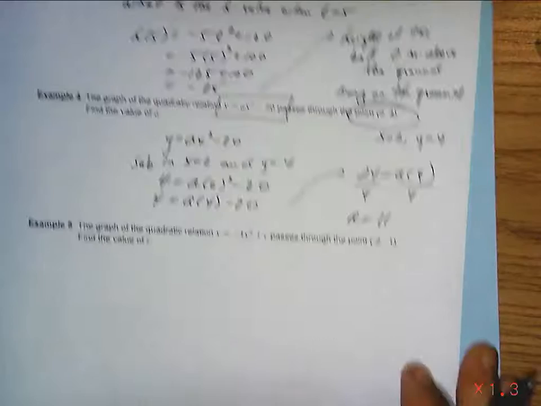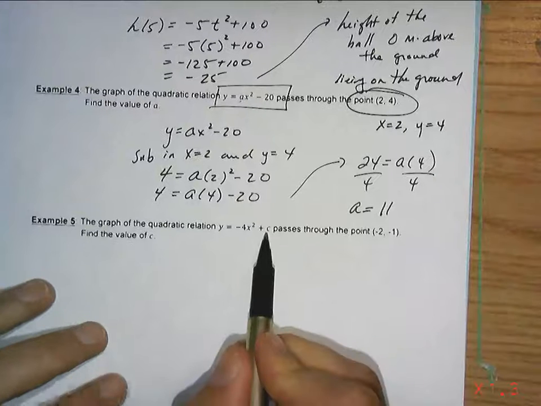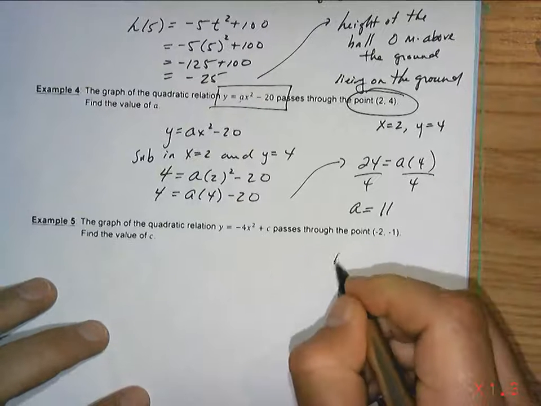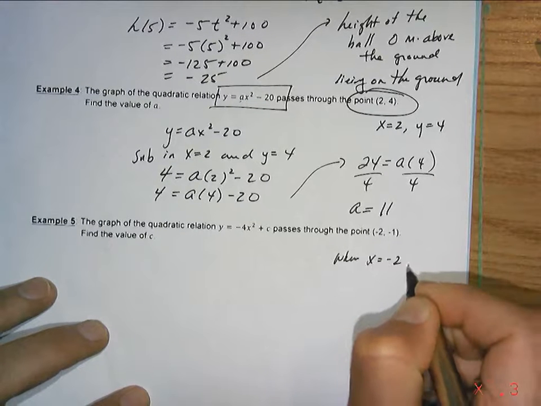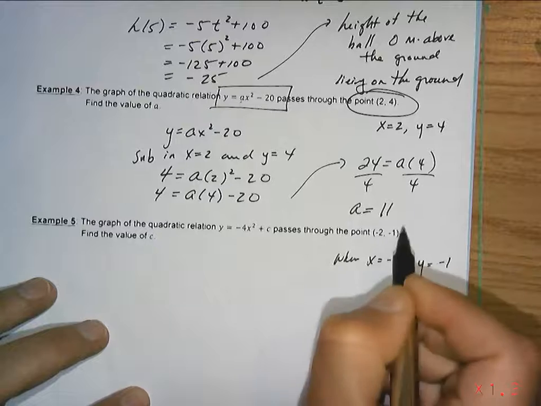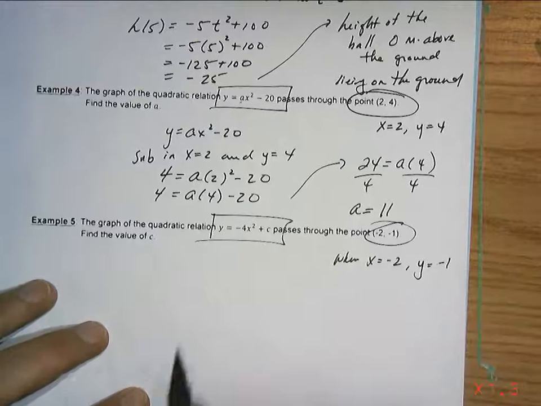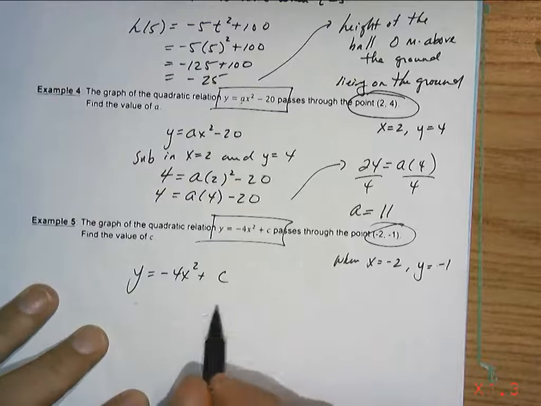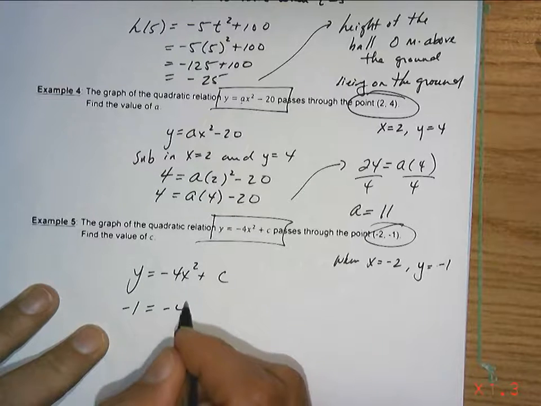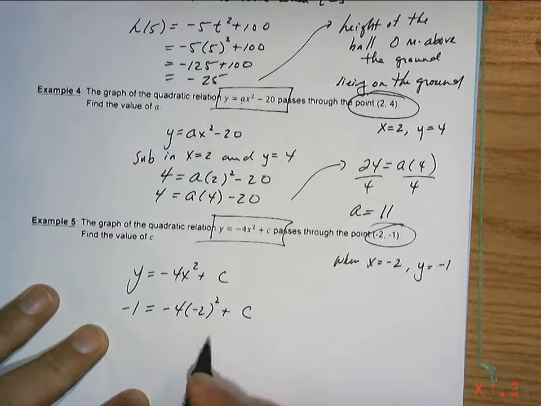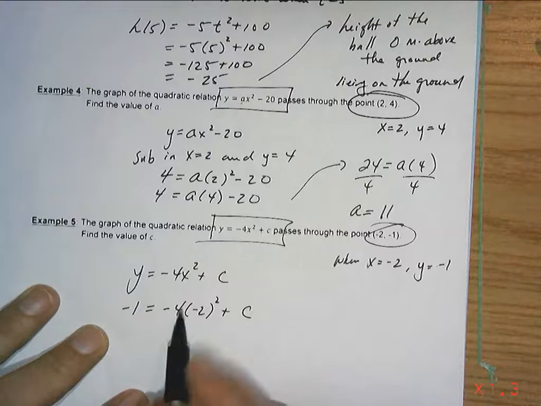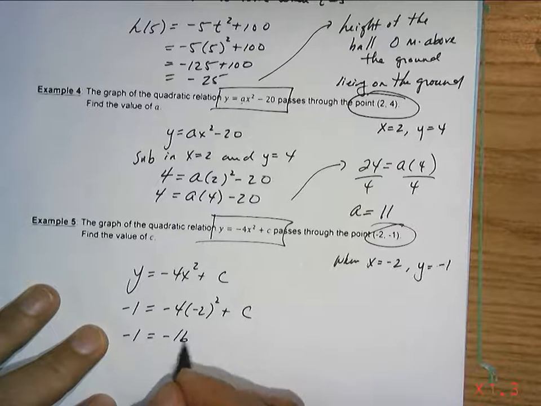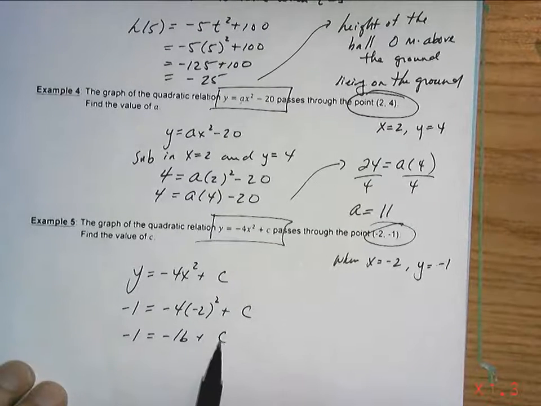Very straightforward. And I think we have one other question like that. The only difference is we're after c this time. So again, when x equals negative 2, y equals negative 1, this point lies on this equation, which means that when we sub in these values, it needs to work out. So negative 1, so that's going to be 4 times negative 4 is negative 16. We want to isolate c, so we add 16 to both sides. And c equals 15.